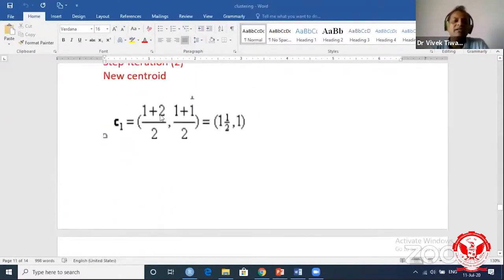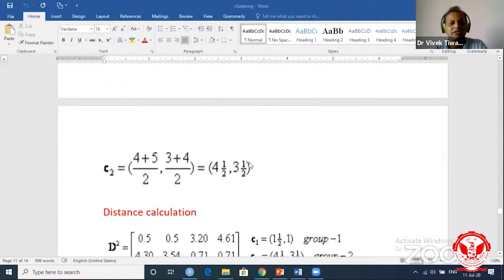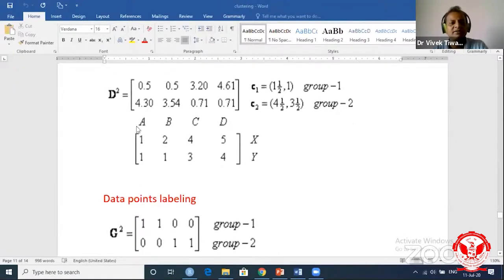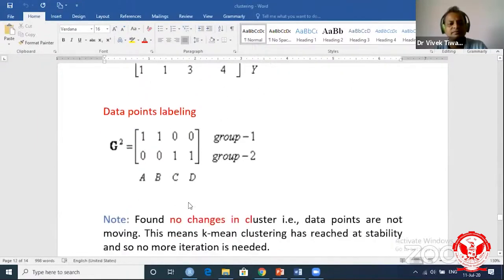So now it is the new center of cluster one. Similarly, we have to calculate the new center of cluster two. Same process. This represents the distance of all the data points from the new centroid C1. Similarly, these are the distances of all the data points to the new centroid C2. And based on the distance, I have to label them. So these two data items are closer to C1, that's why they are part of cluster one. These two data items are closer to C2, so they are part of cluster two.